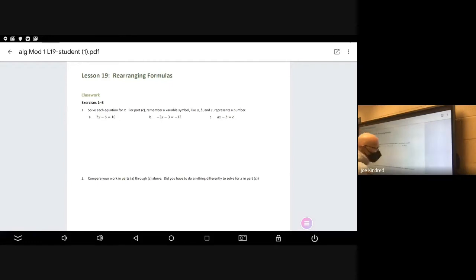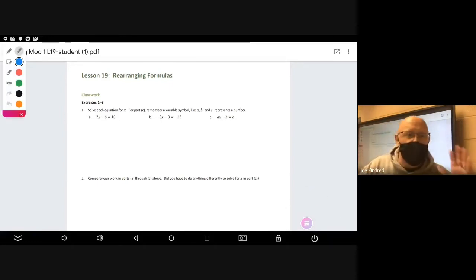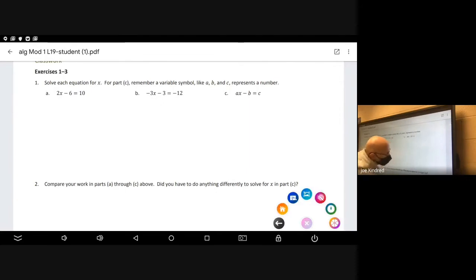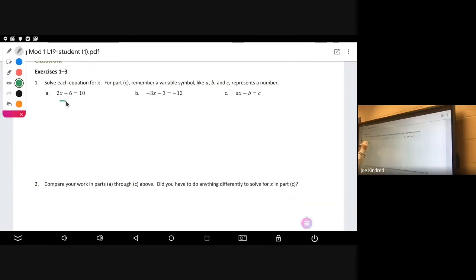So the first thing is, always read the directions. It says, solve each equation for x. For part C, because there's going to be A, B, and C, remember a variable symbol like A, B, and C represents a number. Could be any number. And so A and B should be very familiar. Let's do A and B. A and B, we should have no trouble because we've already learned the basics of solving equations. And there's nothing hidden there.